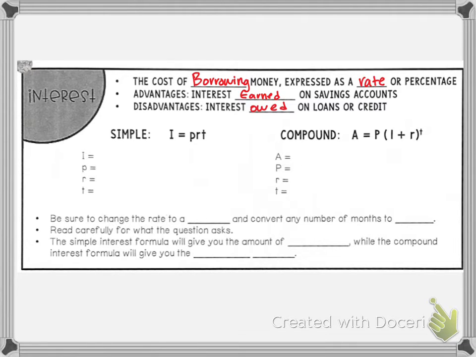Okay, there are two different types of interest. There's simple interest, which is I equals PRT. They are all next to each other, so they are multiplying. I is going to be the simple interest. P is going to be the principal, and that's usually the money, right? The money. Rate is going to be the annual interest rate.